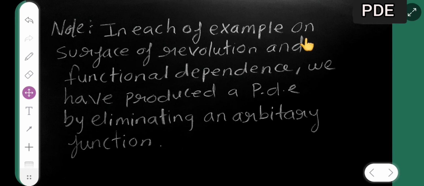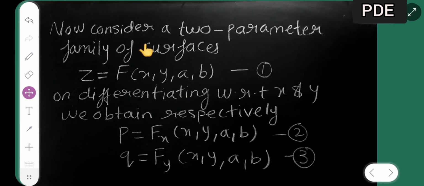In each of the examples on surface of revolution and functional dependence, which we have done in the previous lectures, these two examples we have done already, we have produced a PDE by eliminating an arbitrary function, right? So now consider a two-parameter family of surfaces. z is equal to f of x comma y comma a comma b, and take this as equation 1. Now we will differentiate this with respect to x and y.